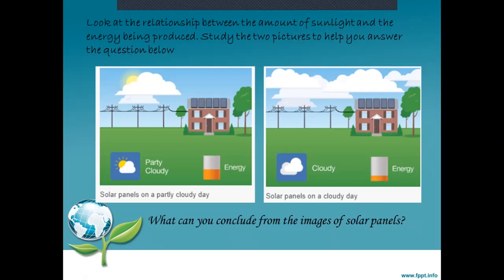So let's discuss the answer. We all agreed that solar panels get their energy from the sunlight. Therefore, they work better on days when there is more sunlight, obviously, right? So in short, grade 4, less sunlight means less efficient.